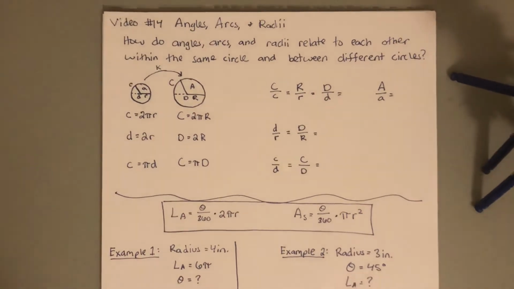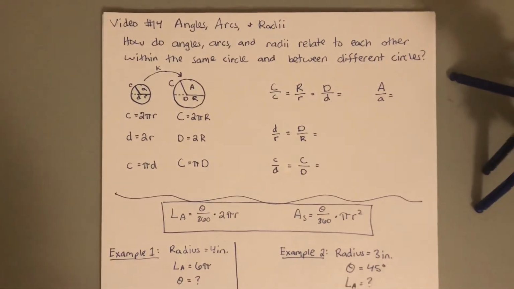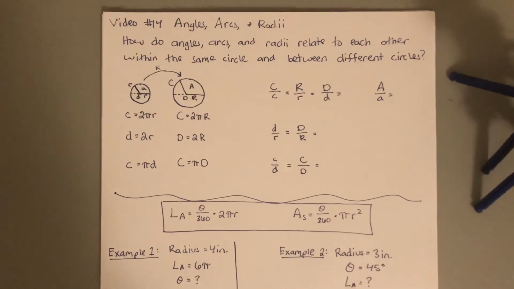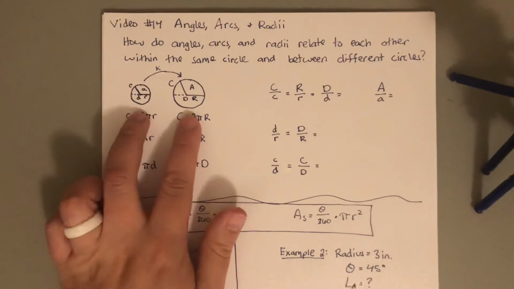In video number 14, we are going to be talking about angles, arcs, radii, and how they relate to each other within the same circle, and also how they can relate to each other between different circles that are dilations of each other. So let's first just consider these two circles right here.